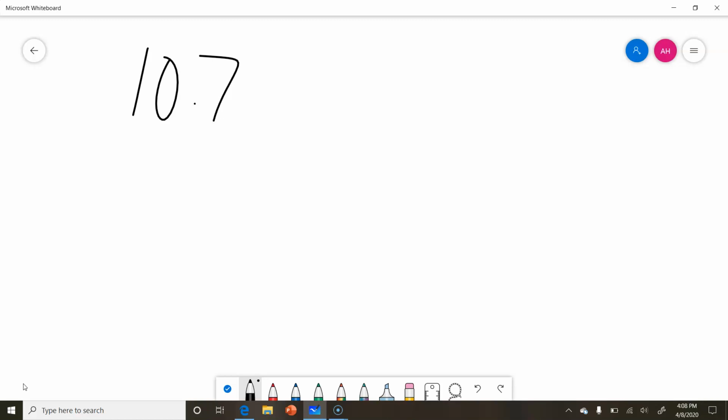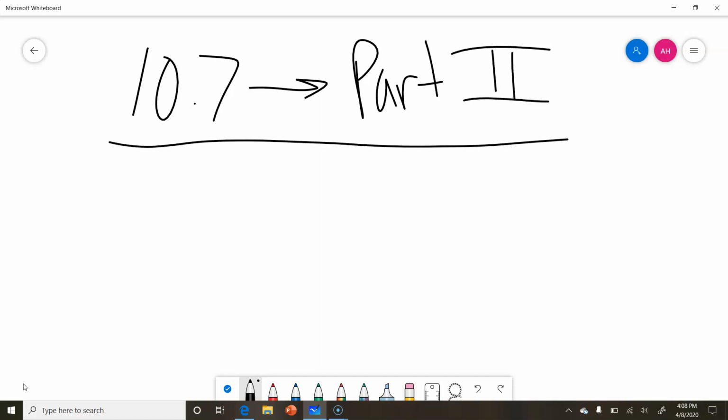We are going to now embark on this journey of 10.7 Part 2. This was a part that I intentionally left out yesterday, so it was more simplistic and more straightforward for the first part of the lesson. So here is the second half of the lesson, and this is called Making a Histogram.